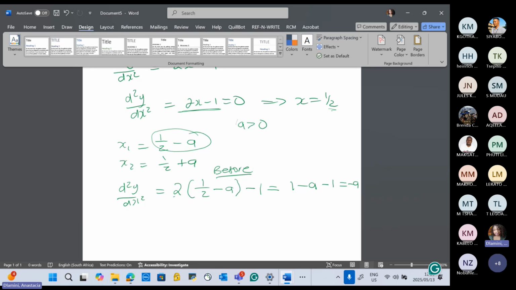Now, we said A is positive. Do you see that? Yes, ma'am. A is greater than 0. So the answer is minus A, meaning our answer is negative, isn't it?